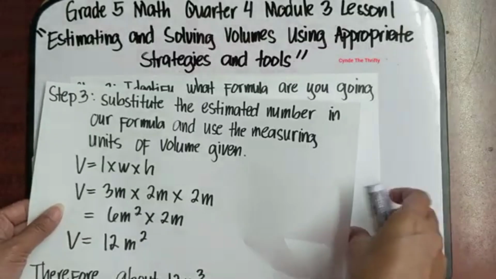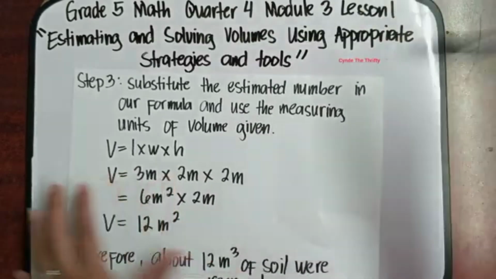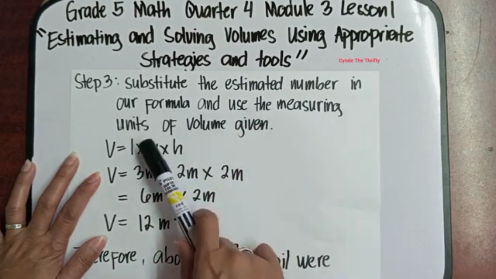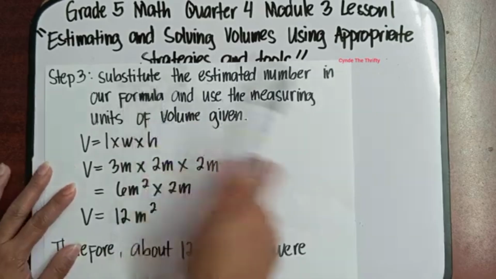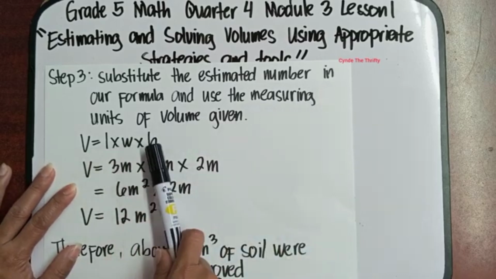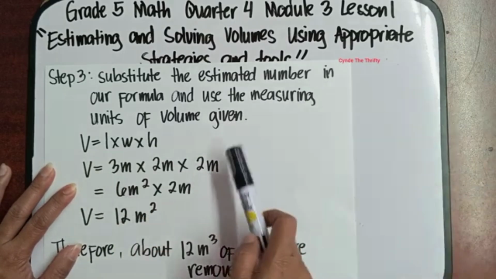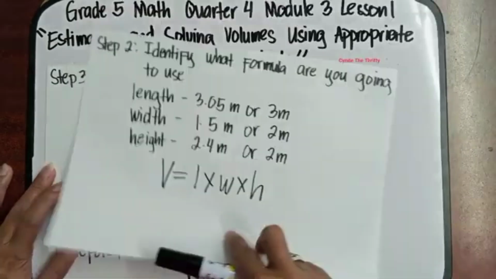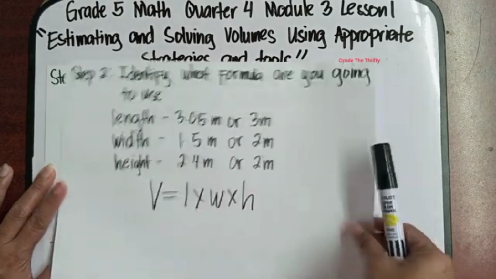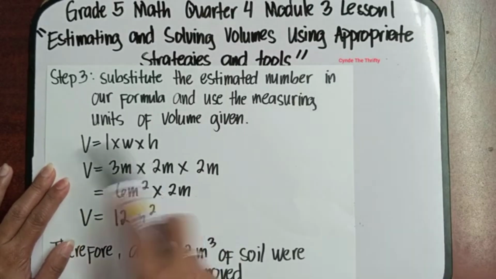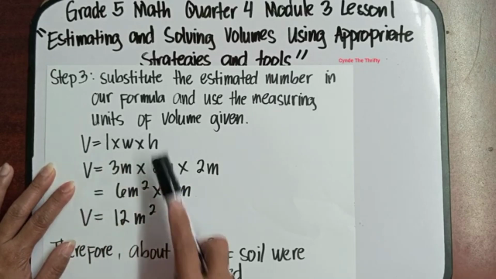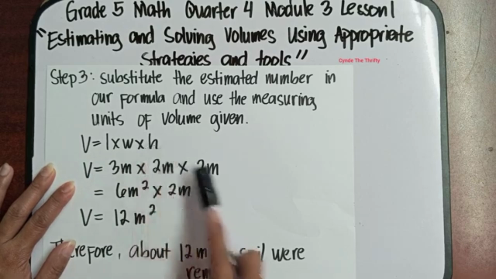Meron na tayong formula which is volume is equal to length times width times height. Pupunta tayo sa ating step 3. So, ang step 3 natin is substitute the estimated number in our formula and use the measuring units of volume given. I-substitute na natin ang ating estimated number. So, ang formula natin is volume is equal to length times width times height. And ano yung estimation natin? Ang ating length is 3 meter, ang ating width is 2 meter, at ang ating height is 2 meter. So, gagamitin na natin ang ating estimation. Volume, ano yung length natin? 3 meter. Tapos, multiplied by the width, 2 meter, multiplied by the height, 2 meter yung height natin.